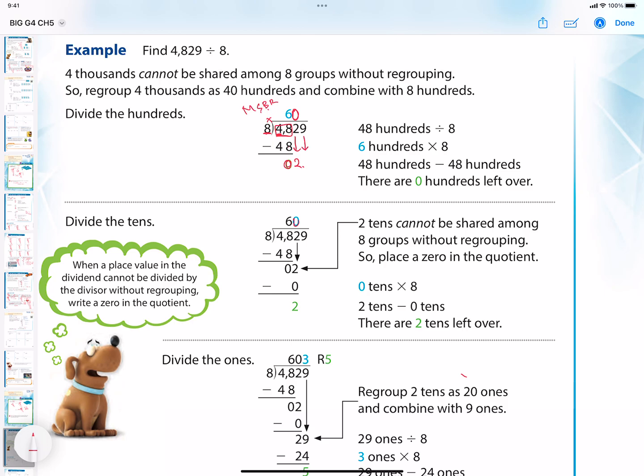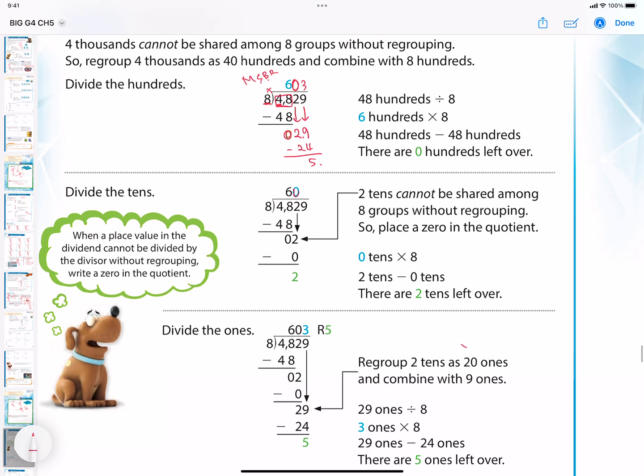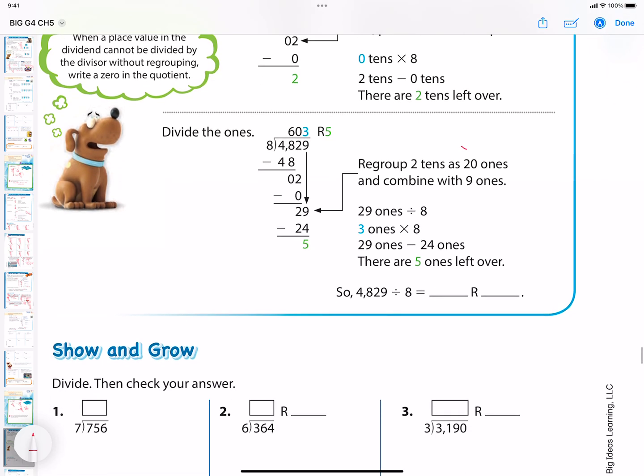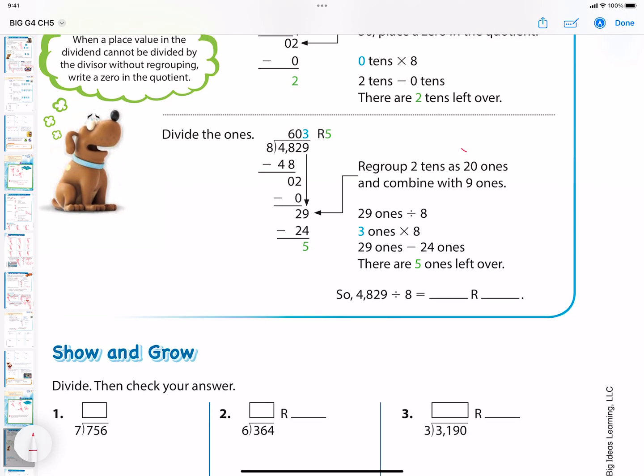And then bring the next number down and work with it. So 8 times 3 is 24. Take away, 5 is left over. That's left behind. That's the remainder. So let's put this answer here. It was 603 and remainder 5.